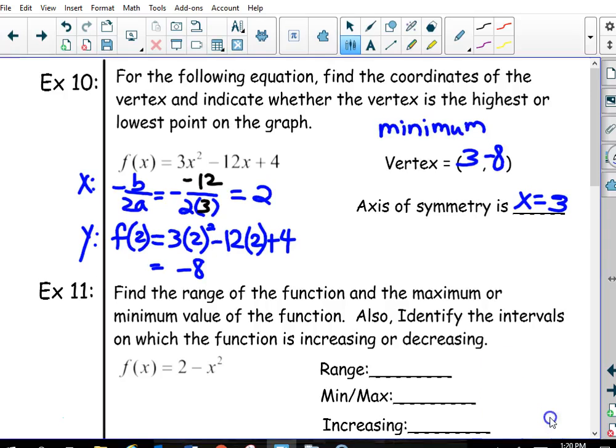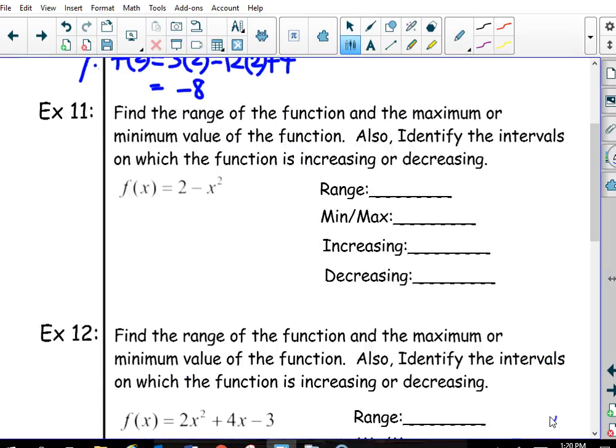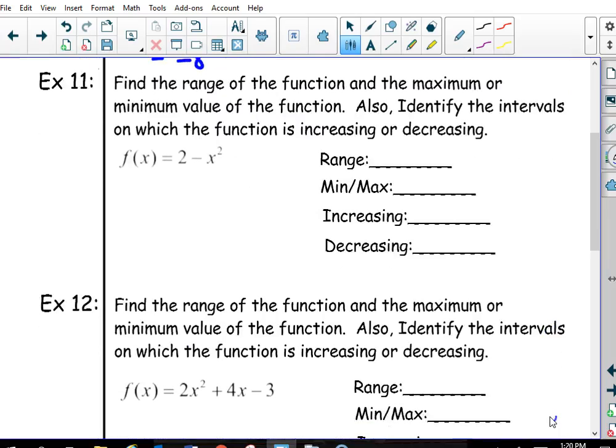All right, they want a little more information on these next couple of problems. They're asking us to find the range, and remember, the range is the y value. And max and min, that's the lowest or highest. They're just using more technical math terms for it. Also identify the intervals on which the function is increasing or decreasing. Okay, so we have a negative in front of our x squared. That means it's going to open down.